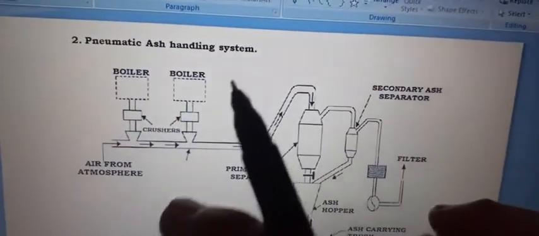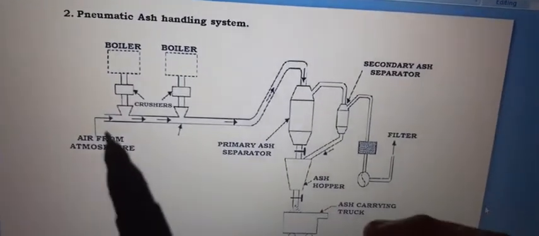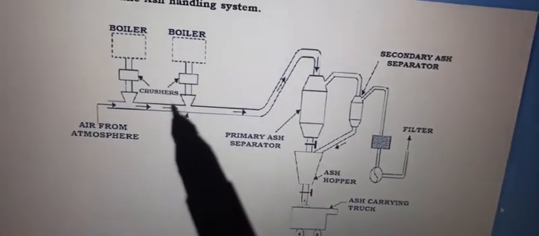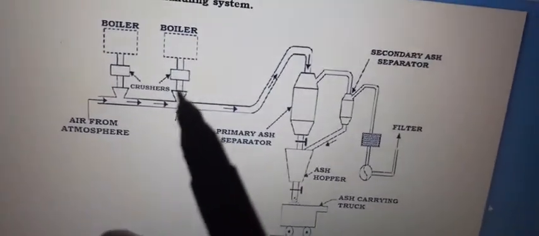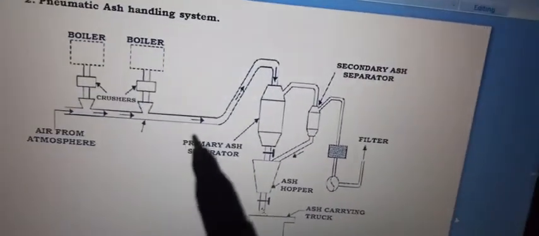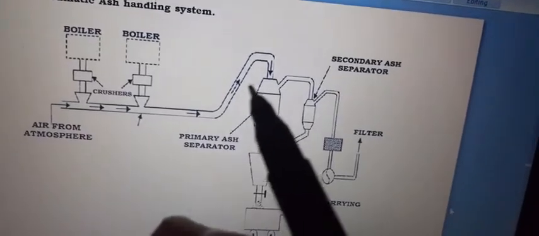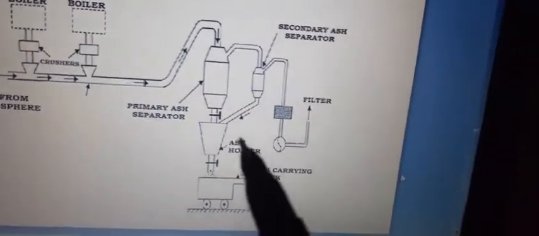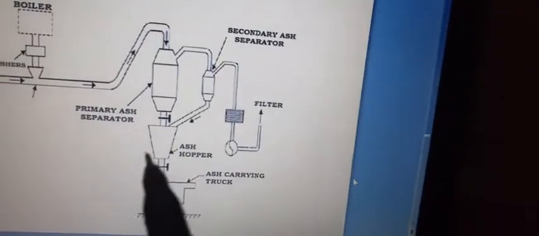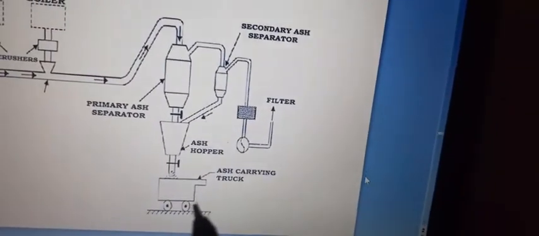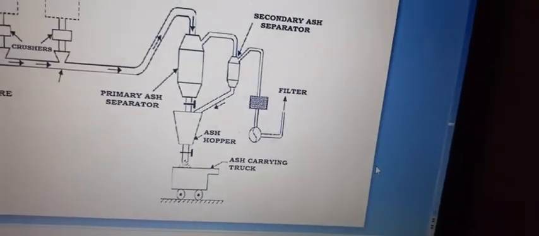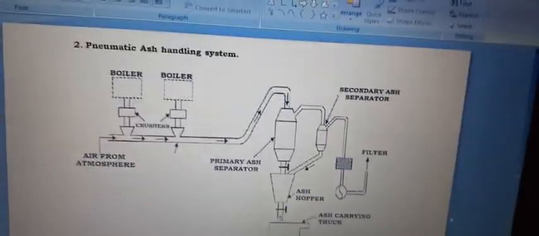Next, pneumatic ash handling. You can see the air from the atmosphere enters, and these are the boilers and crushers which crush the coal fed. You can see the primary ash separator, which separates the ash to one side, and the ash hoppers here, and it is fed into the truck or loaded.